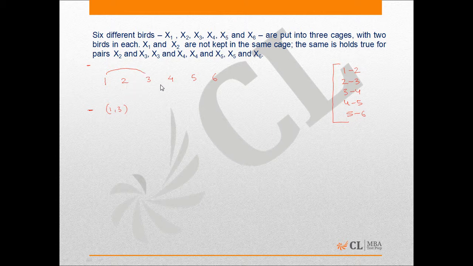then 2 and 4 cannot be together, because if we put 2 and 4 together, we have to put 5 and 6 together, which is not possible according to the given condition. So I can put 2 with 5 and remaining 4 with 6.